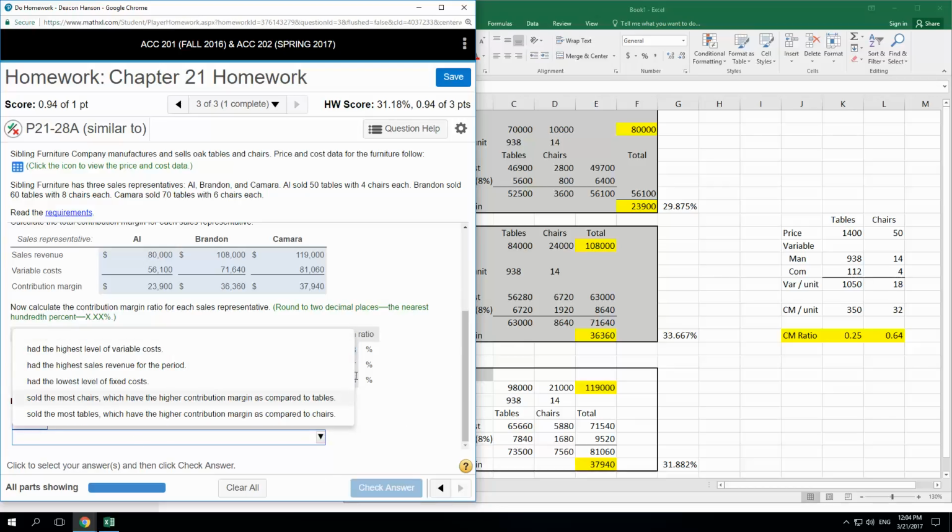So let's see what they let us have. Had the highest level of variable costs, had the highest sales revenue for the period, no. Had the lowest level of fixed costs, that's irrelevant in this analysis. Sold the most chairs which have a higher contribution margin as compared to tables. I like that one, but I'm going to look at the last one. Sold the most tables which have the higher, that's erroneous, right? So we're able to eliminate 4 of the 5.